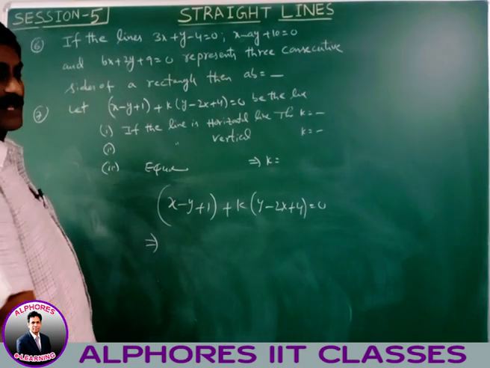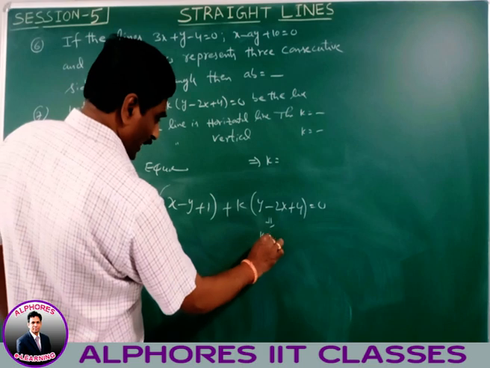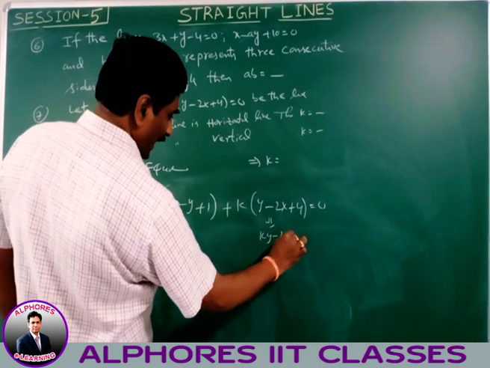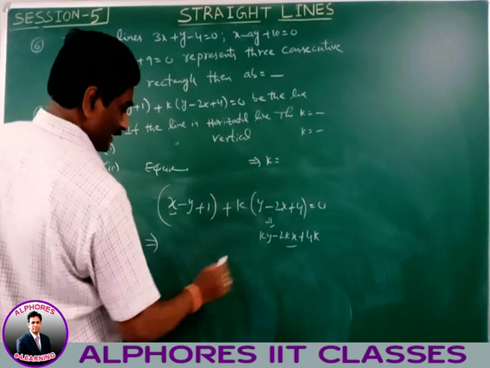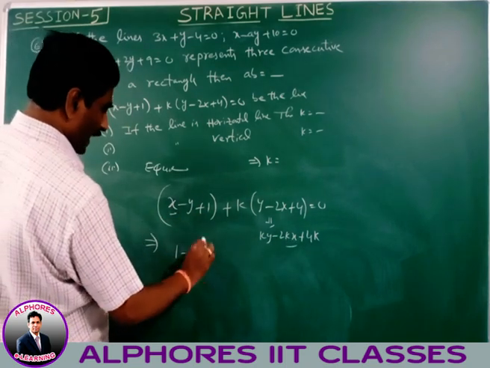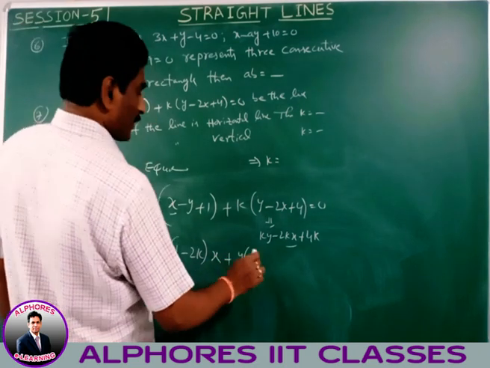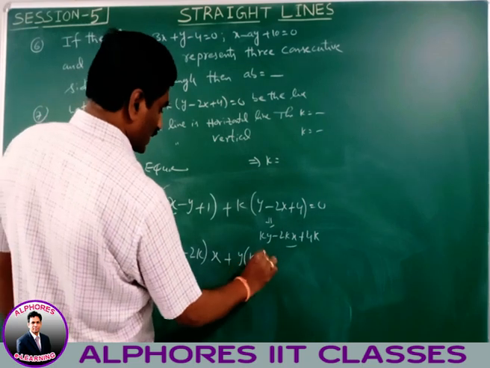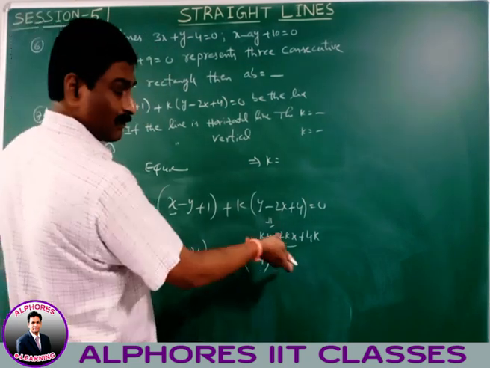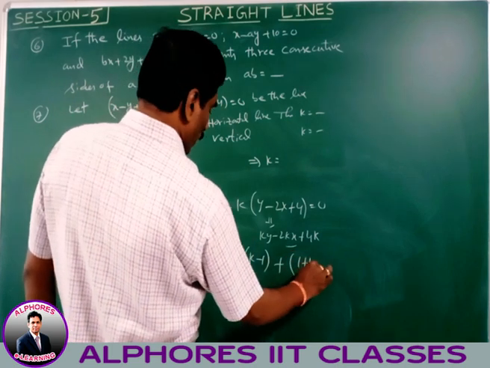After simplification, using the distributive property, it can be reduced into ky minus 2kx plus 4k. Okay. What is the common term? x is the common term: (1 minus 2k) into x. Plus y is the common term. What is the y coefficient here? Minus 1 plus k means k minus 1. Plus constant term: 1 plus 4k is equal to 0.